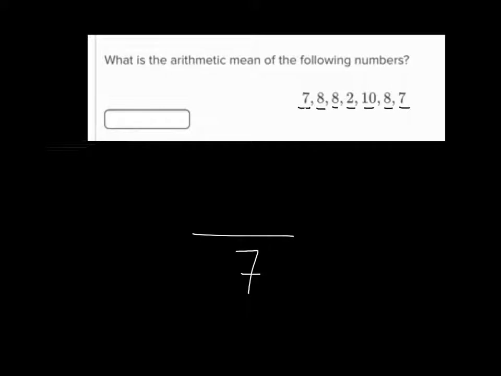Now here's what I like to do. I like to say, okay, 7 plus 8 is 15, right? 8 plus 2 is 10. This is 10, and this is 15. And that's pretty easy to add, isn't it? So 15 and 15 is 30. And 10 and 10 is 20, so I got 50. So what's 50 divided by 7?